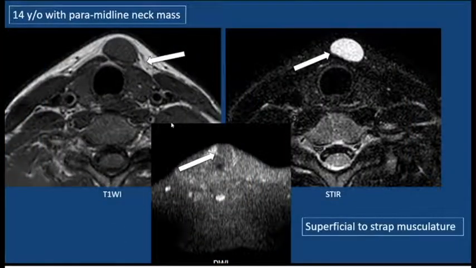Now, they all don't play by the rules. This is a child with a cystic lesion, dark on T1, bright on T2, no restricted diffusion, but it's anterior to the strap musculature. The fact that it doesn't restrict indicates to me that it's likely not a dermoid, and this was called a thyroglossal duct cyst and turned out to be that.